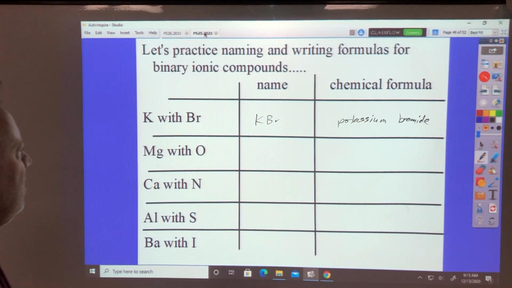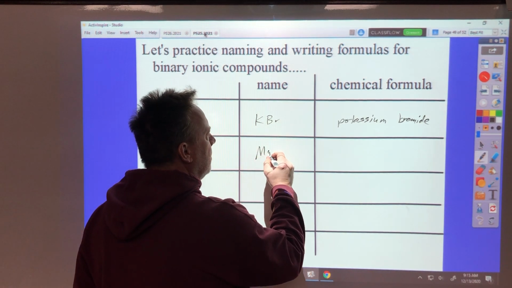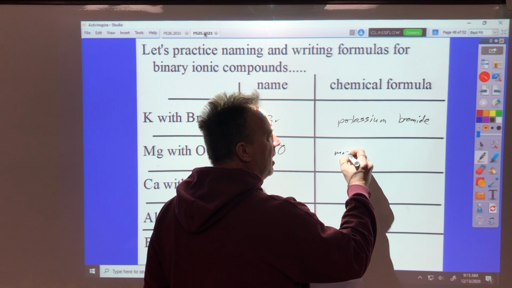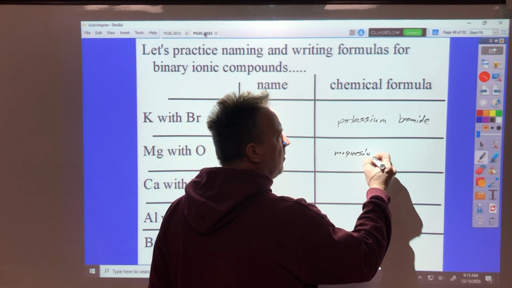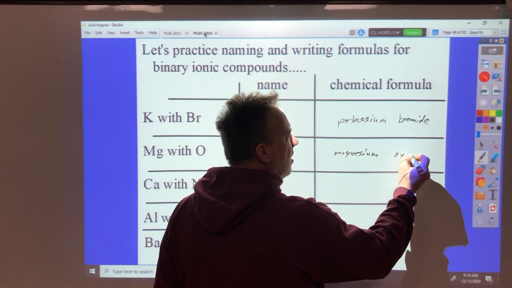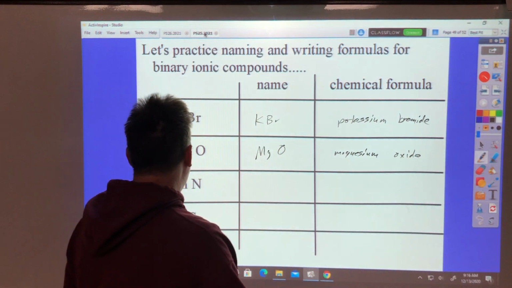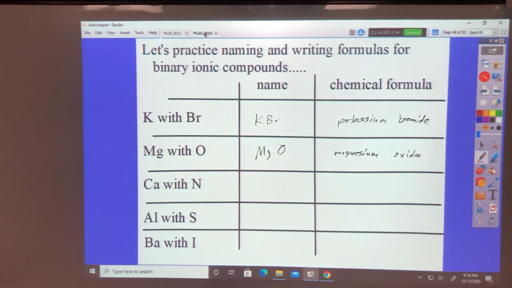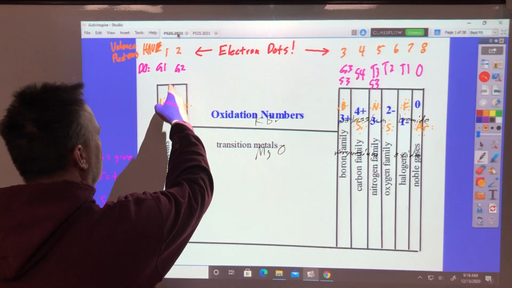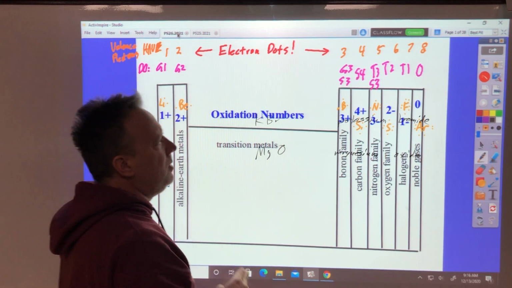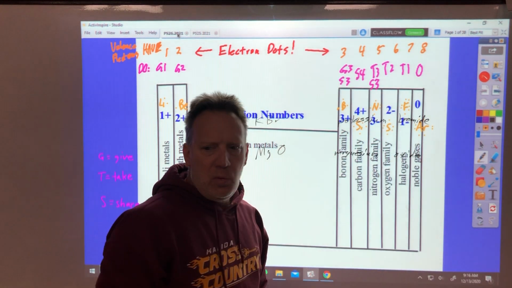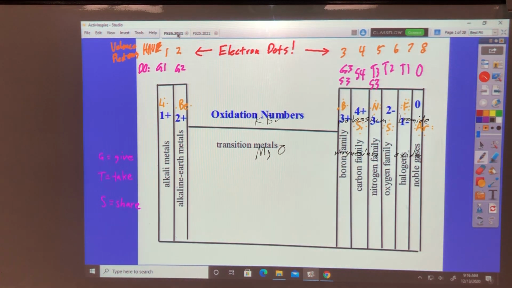And that is Mg, O, because it's a match and I have one of each, and it is magnesium oxide. Okay, then we have Ca and N. I'll do the naming first on the last three if I remember right. Ca is here, it's calcium, nitrogen is here. So we have to end that second name with "ide."